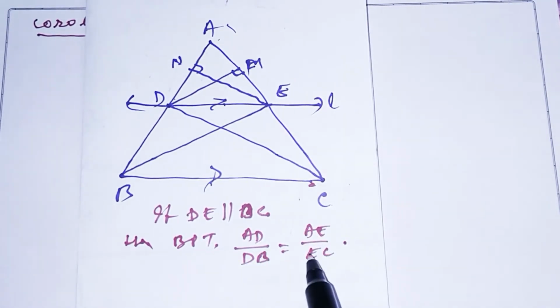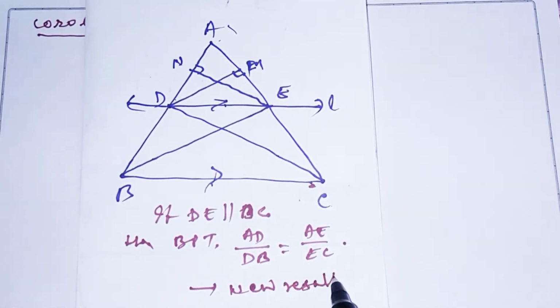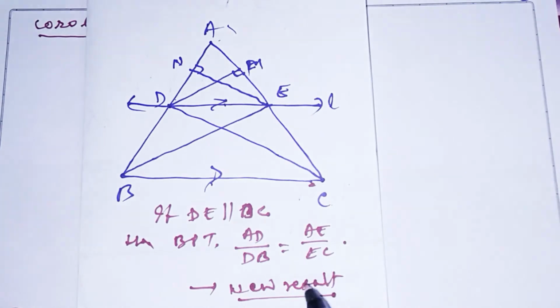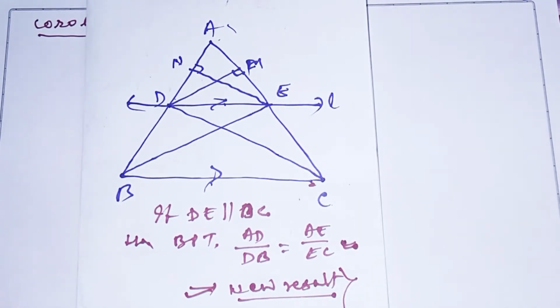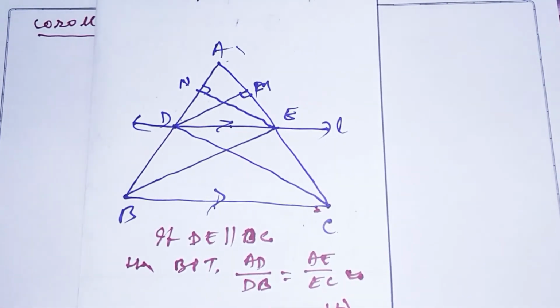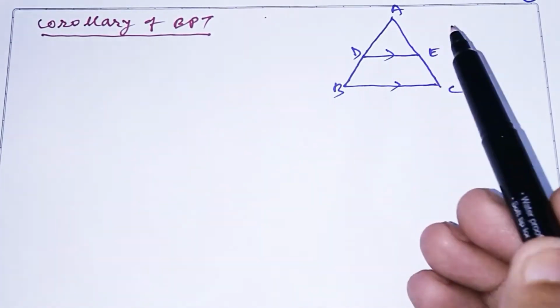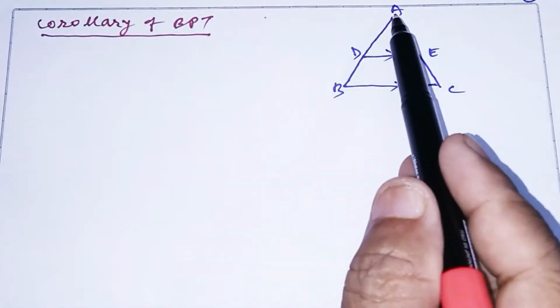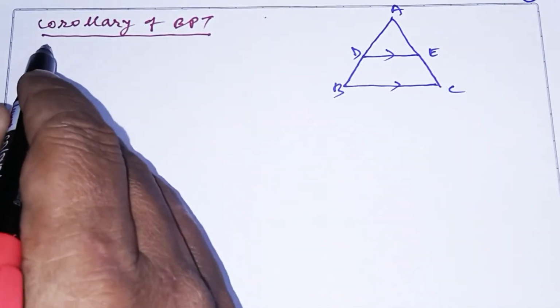Now from this result, if we derive any new result, meaning from the proof of one theorem or result of one theorem we derive another new result, this new result is called a corollary of that particular theorem. Here we are talking about the corollary of BPT. Okay, so once again I will show you the figure first. This is the figure in which one result we already have: DE parallel to BC, then AD by DB equal to AE by EC. This is your BPT. So from here we can derive two corollaries.